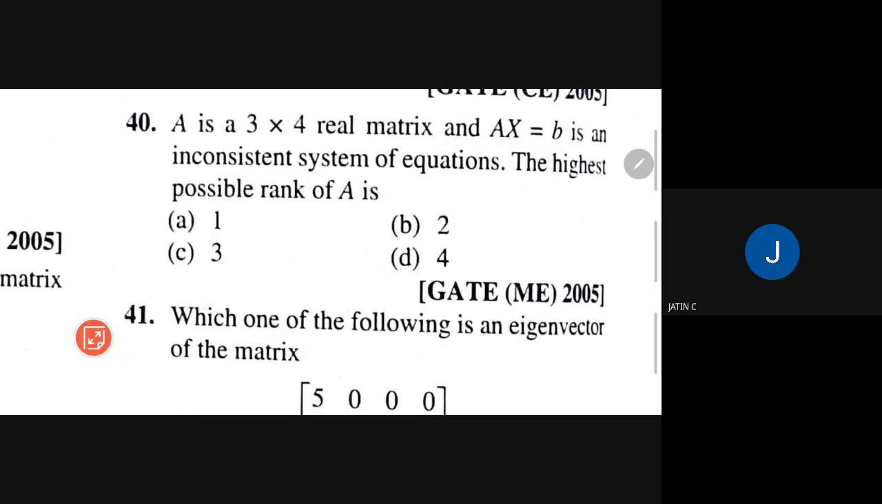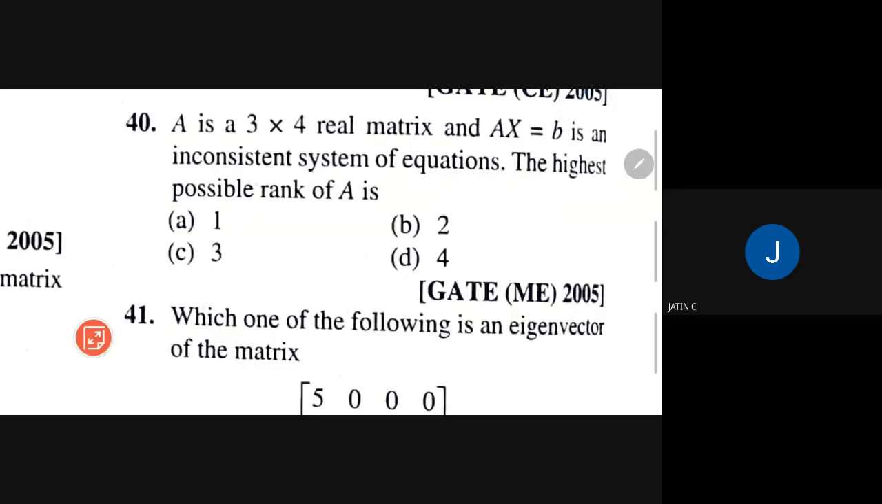It's an inconsistent system of equations. The highest possible rank of A. You see, think about this. If A is a 3 by 4 real matrix and Ax equal to B is an inconsistent system of equations, the highest possible rank of A is? This type of question is good. Here what he says is A is 3 by 4.